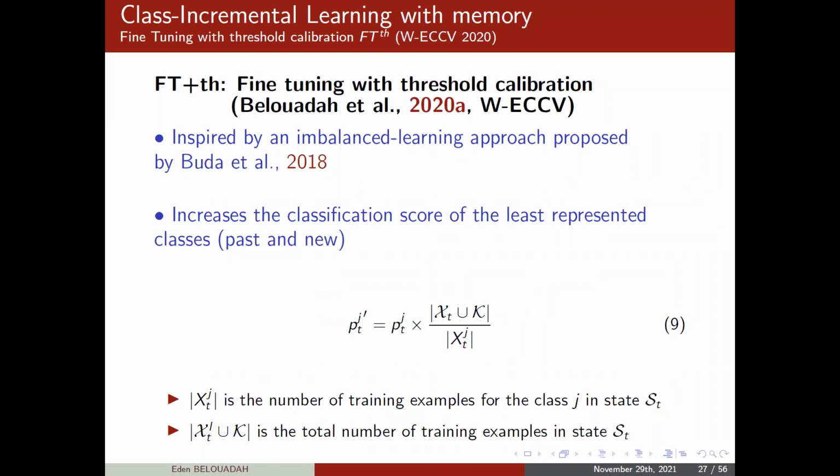The last contribution with memory is called fine-tuning with threshold calibration. It's inspired by imbalanced learning approaches, and in this method, we rectify the scores of all classes by multiplying the score of each class by the total number of images in the state, and we divide it by the number of images in the class. So this formula helps increase the scores of all underrepresented classes. In this case, they are the past classes. Note that this method works with a memory of the past because we also need to estimate the number of images for the past classes.